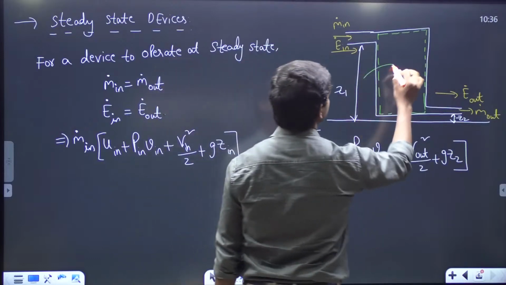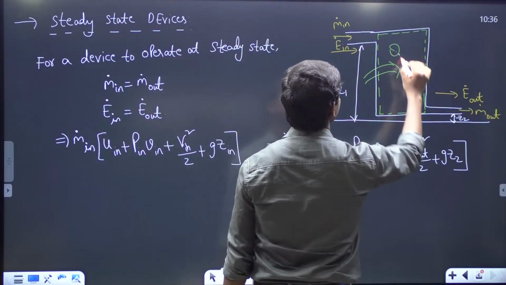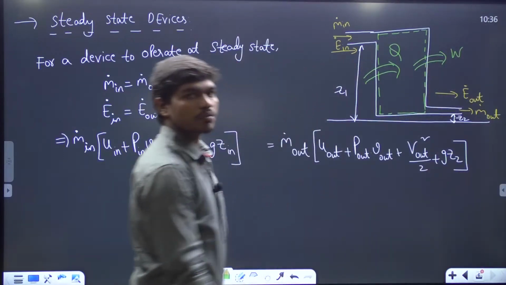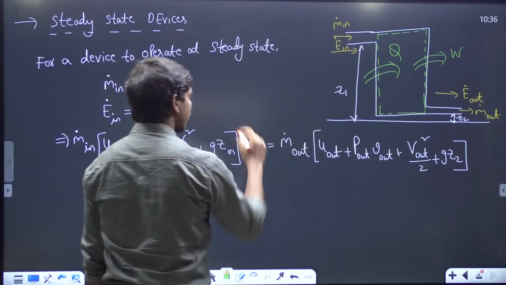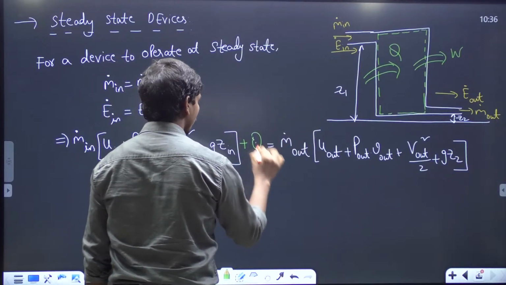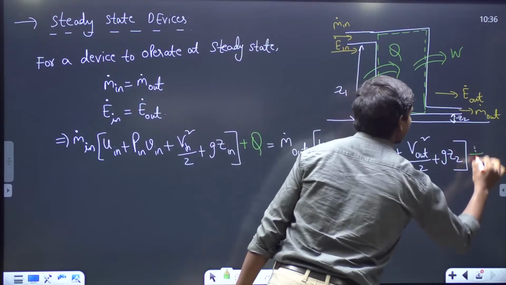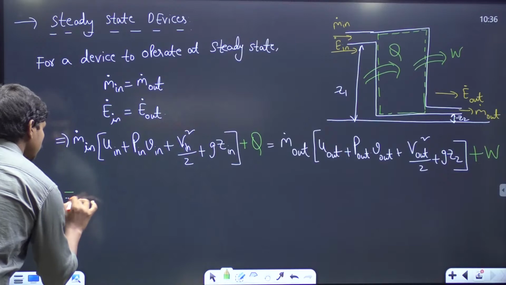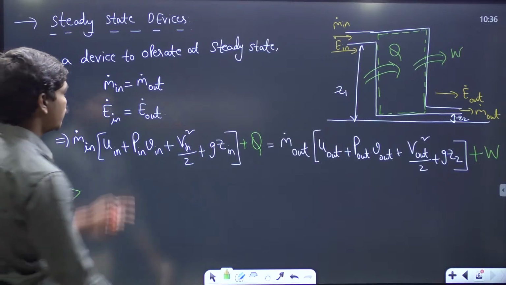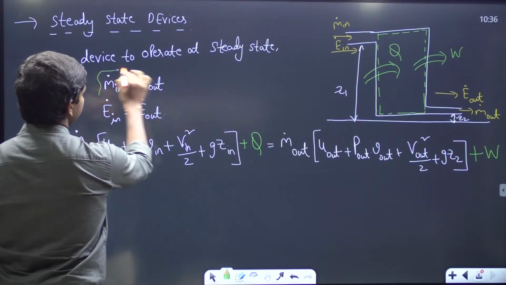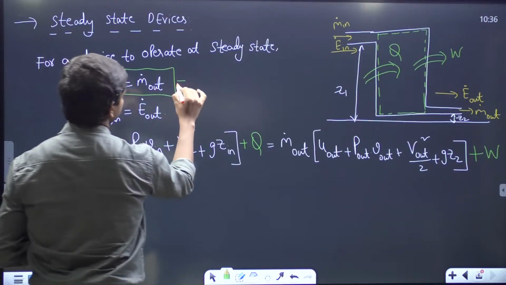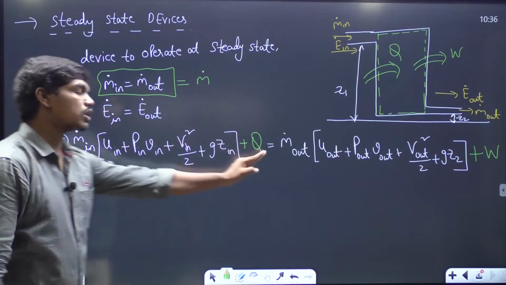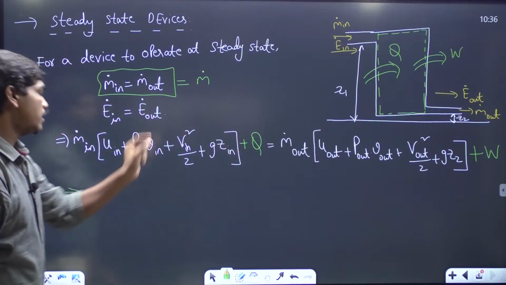Now, if you go for the recapitulation, what's the basic motto of thermodynamics? To provide some energy input as heat and to get some work output as energy output. Correct? So along with energy input, we add Q, and along with energy output, we add W. Now, for steady state, m dot in should be equal to m dot out, so let us call this m dot.